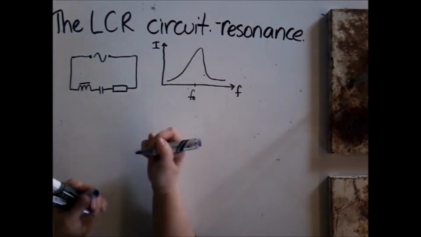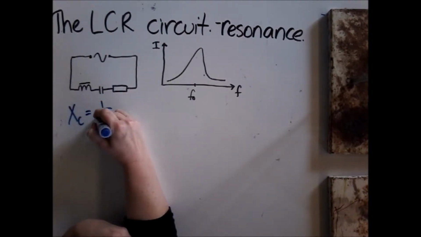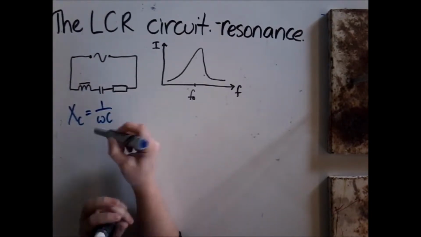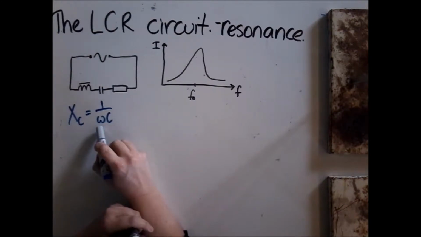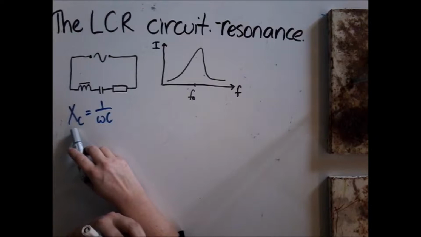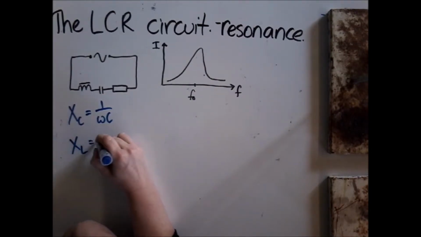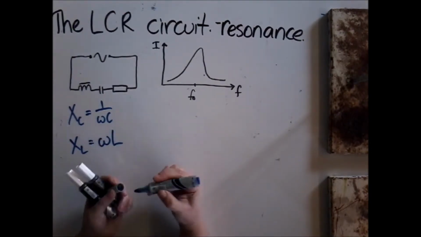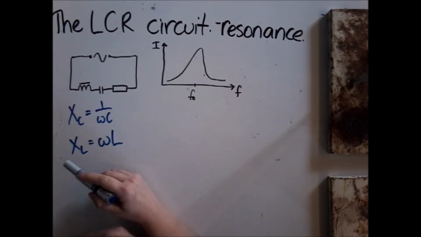We know the reactance of the capacitor is 1 over omega C. That means that if omega, the frequency in the circuit, is really, really big, then this is going to be really, really small. On the other hand, I hope you can see here that if the frequency is really, really big, then this is going to be really, really big too.